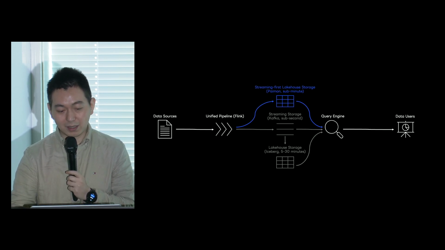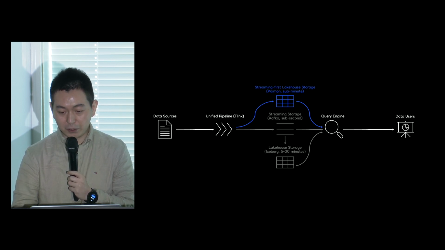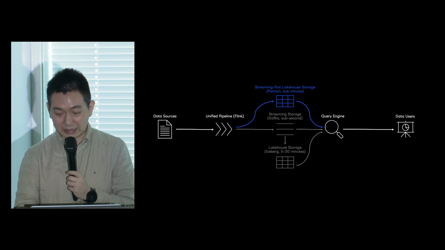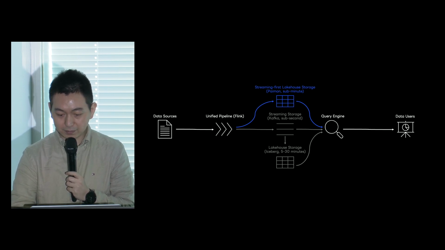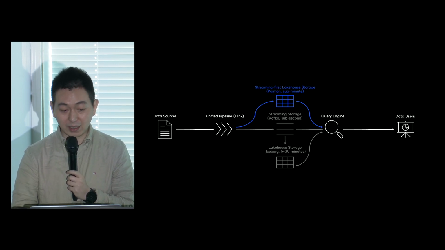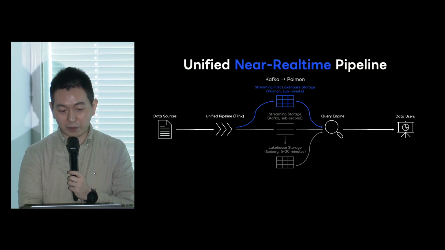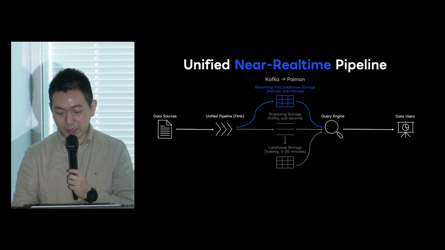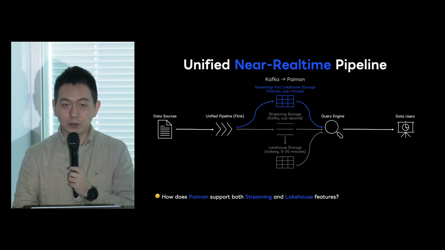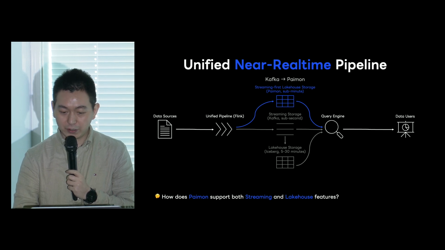Yes, we can adopt some streaming-first Lakehouse storage, like Apache Paimon. It has features of Lakehouse, but is designed to be streaming first. Thus, it can achieve sub-minute latency and perform better than Iceberg for streaming processing, although it's still not as fast as Kafka. But if sub-minute latency is acceptable, we can get a unified, near real-time pipeline by replacing Kafka with Paimon. So how does Paimon support both streaming and Lakehouse features?